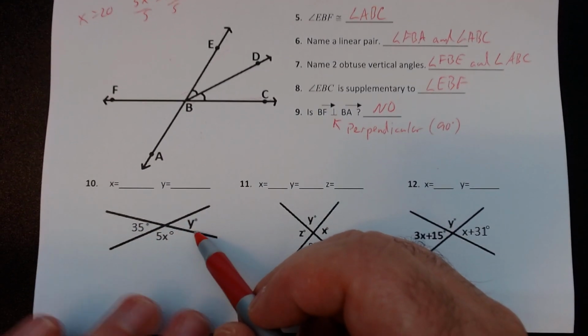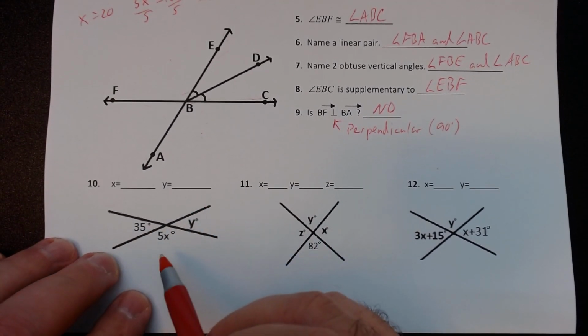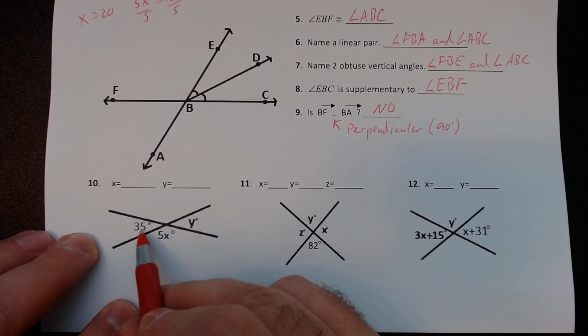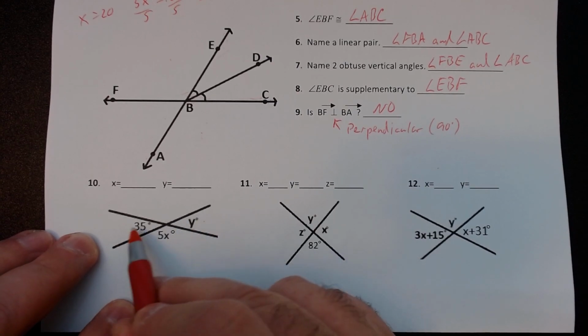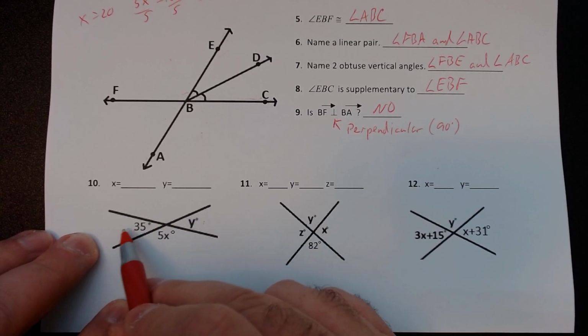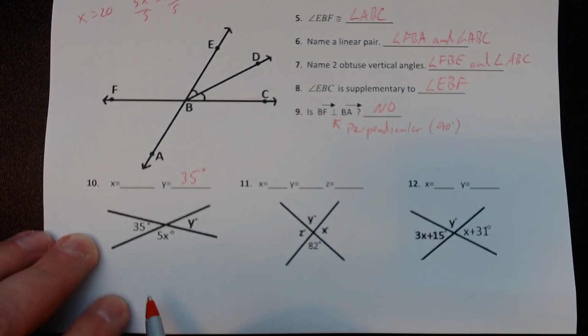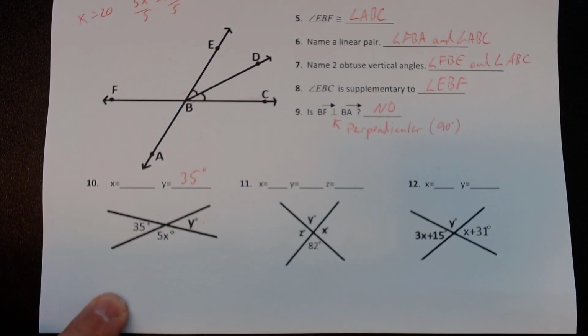Number 10, these are the vertical angle and linear pair relationships again. So 35 and y are vertical angles. That one's easy, they have to be exactly the same. I don't have to add, subtract, multiply, or divide that. I don't have to make an equation, just recognize vertical angles have to be the same.